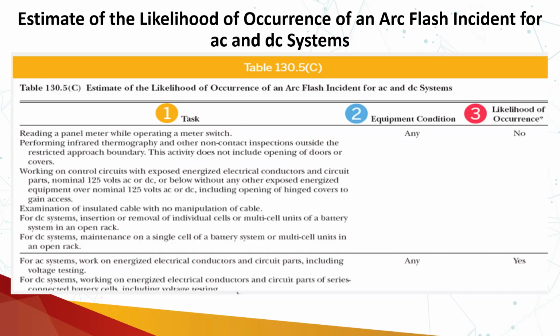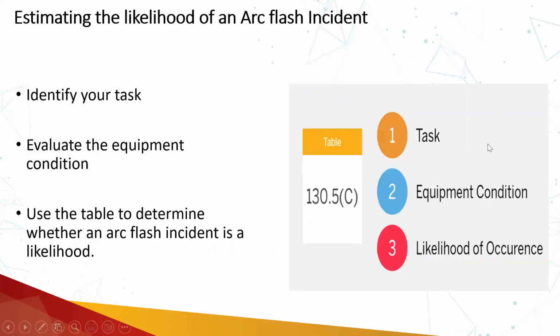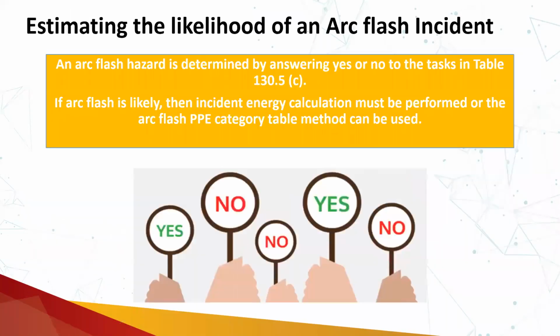method. So first thing you have to look at is, what is the task in hand. You are going to compare that particular task with table 130.5C. If that task is there, then you are going to check the equipment condition, and then you are going to decide whether the likelihood of occurrence is yes or no. So if the likelihood of occurrence is no, then you will stop. But if the likelihood of occurrence is yes, then you are going to further carry out your risk assessment.